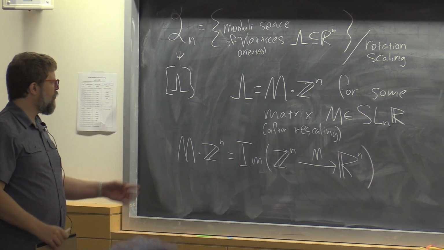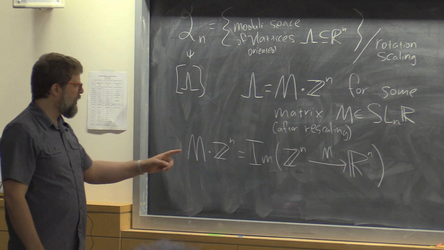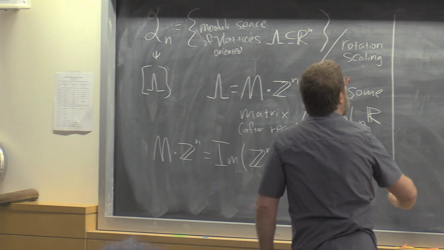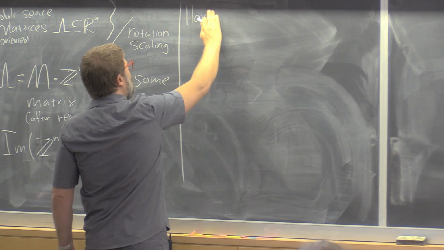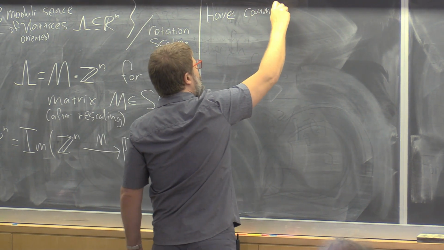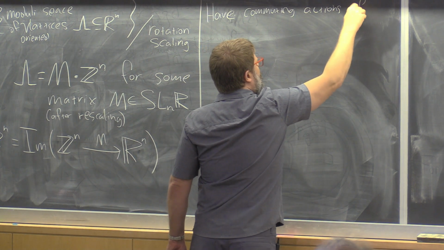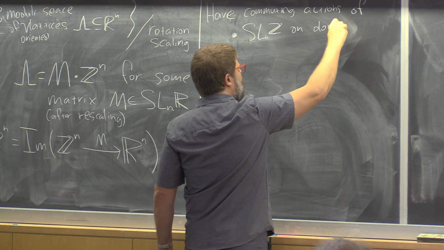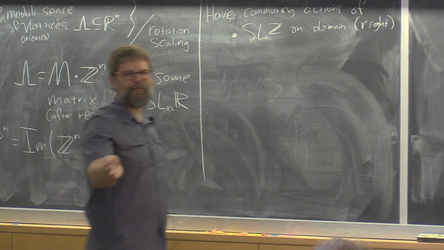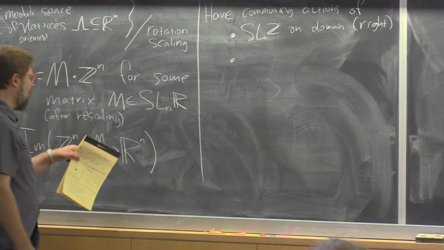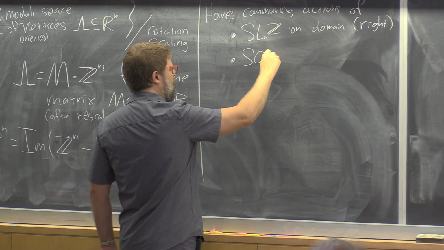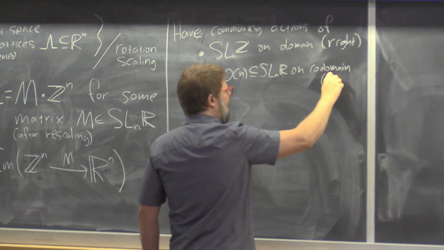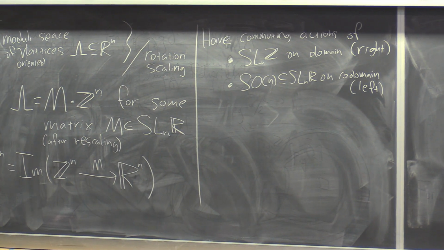When I say it like this, you see that there are natural left and right actions. We have an action of SLn Z on the domain, a right action if you think about how you compose functions from right to left. We also have an action of SLn R on the codomain, in particular an action of SOn. These are commuting actions, and that one is the left action.